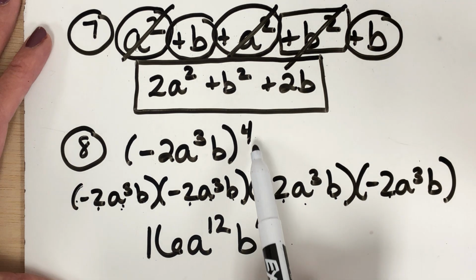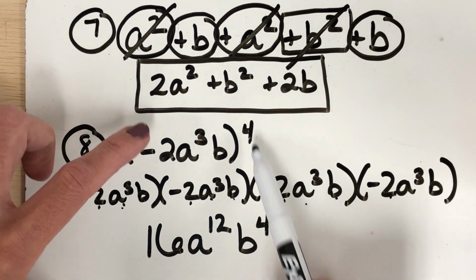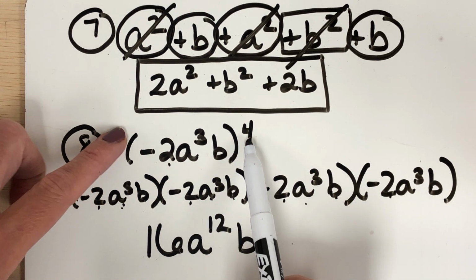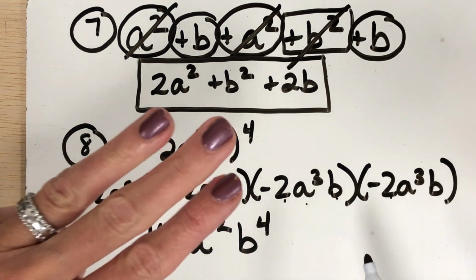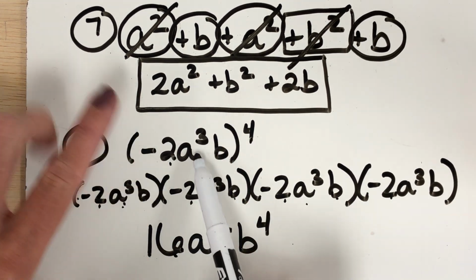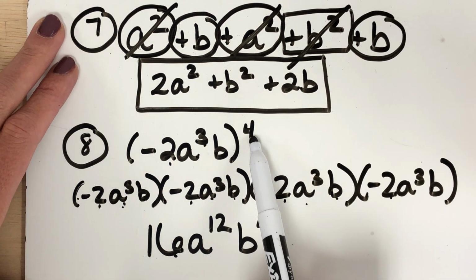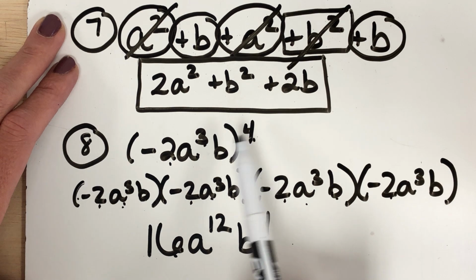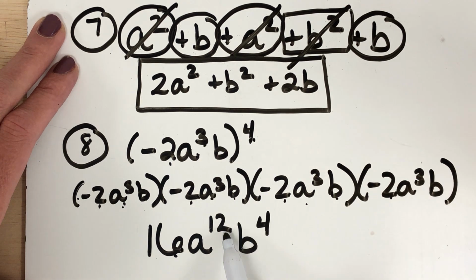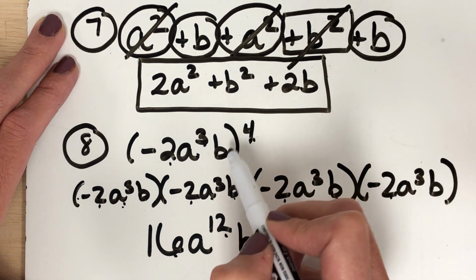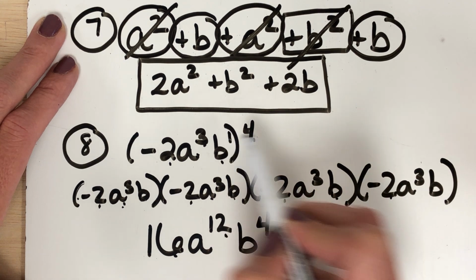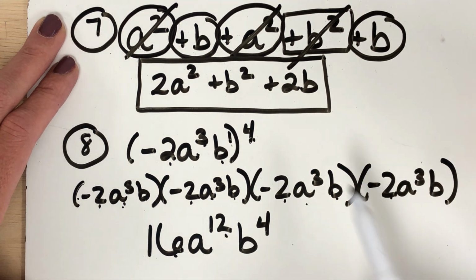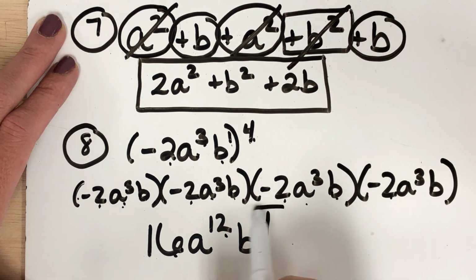You could go ahead and simplify this and go straight from here to here. If you remember that negative 2 to the fourth power is negative 2 times negative 2 times negative 2 times negative 2, that's 16. a to the third to the fourth power, that's taking a power to a power, that's multiplying. So 3 times 4 is 12. And b to a power, this is technically a 1, so 1 times 4 is 4. So you could go straight from here to here.